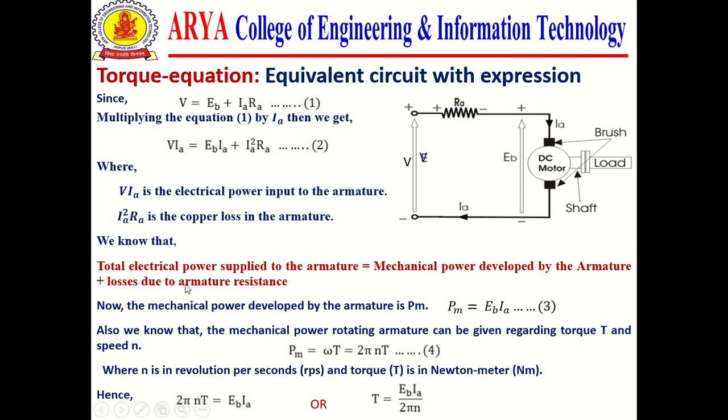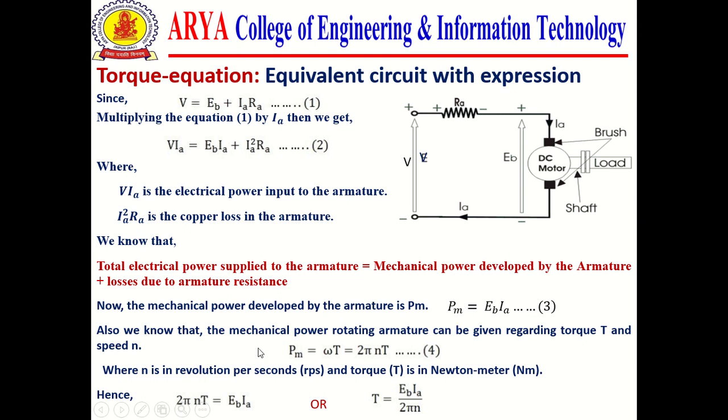So we know that the total electrical power supplied to the armature is equal to the mechanical power developed by the armature plus losses due to the armature resistance present here. So now the mechanical power developed by the armature is Pm. Pm is equal to this term Eb into Ia.